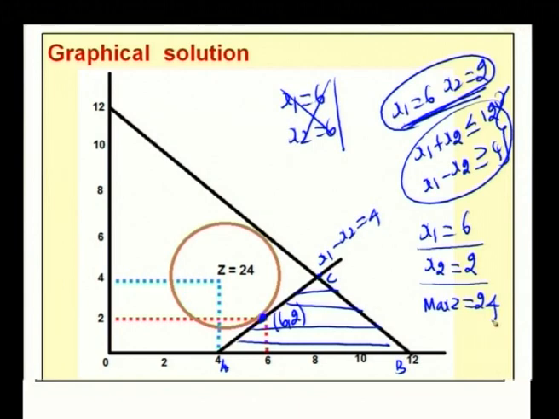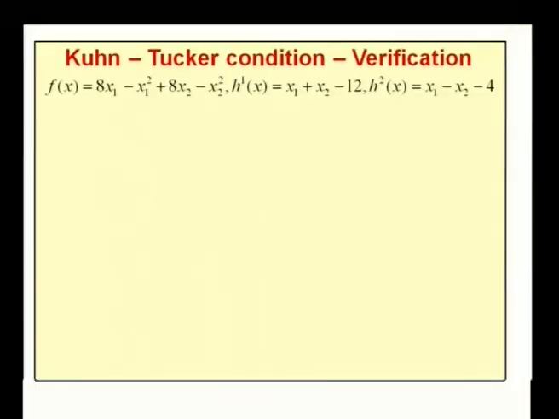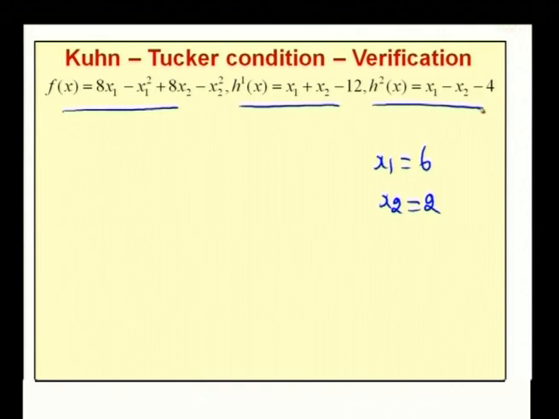Now, we can verify the Kuhn-Tucker condition for the given nonlinear programming problem. For the given nonlinear programming problem, we got the solution as x1 equal to 6 and x2 equal to 2. Now, from the given f, h1, h2, we first find out the Kuhn-Tucker conditions, then by substituting these two points 6 and 2 in these conditions, we can easily verify whether the Kuhn-Tucker conditions are satisfied or not. Let me recap the points.